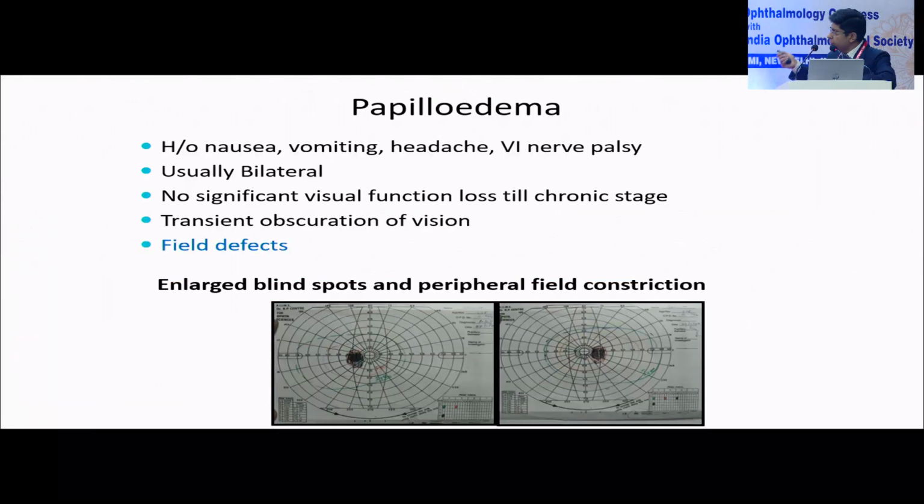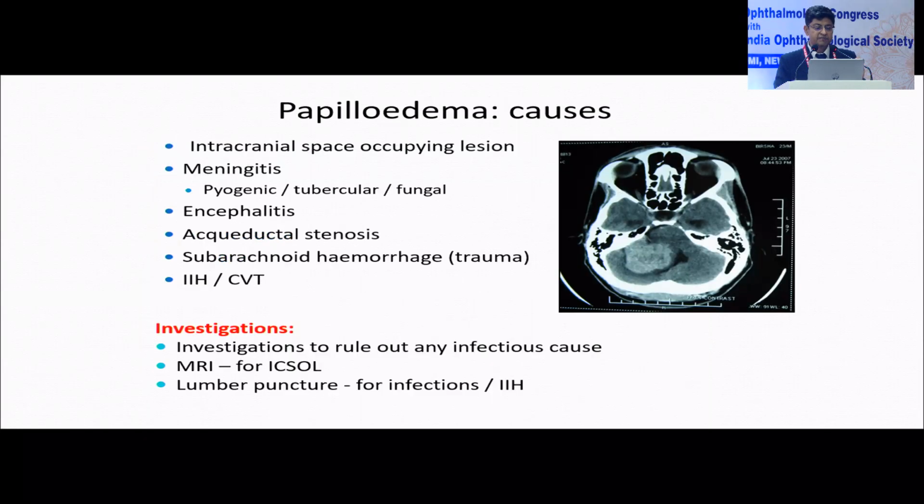But if you are sure it's true papilledema, obviously the patient is going to have signs suggestive of raised intracranial pressure, which would include nausea, vomiting, and headache, usually bilateral, although they may sometimes be asymmetrical. And of course, fields may show initially just enlargement of the blind spot and a bit of constriction of the fields, but over time you may have all kinds of field defects as the optic nerve starts getting affected.